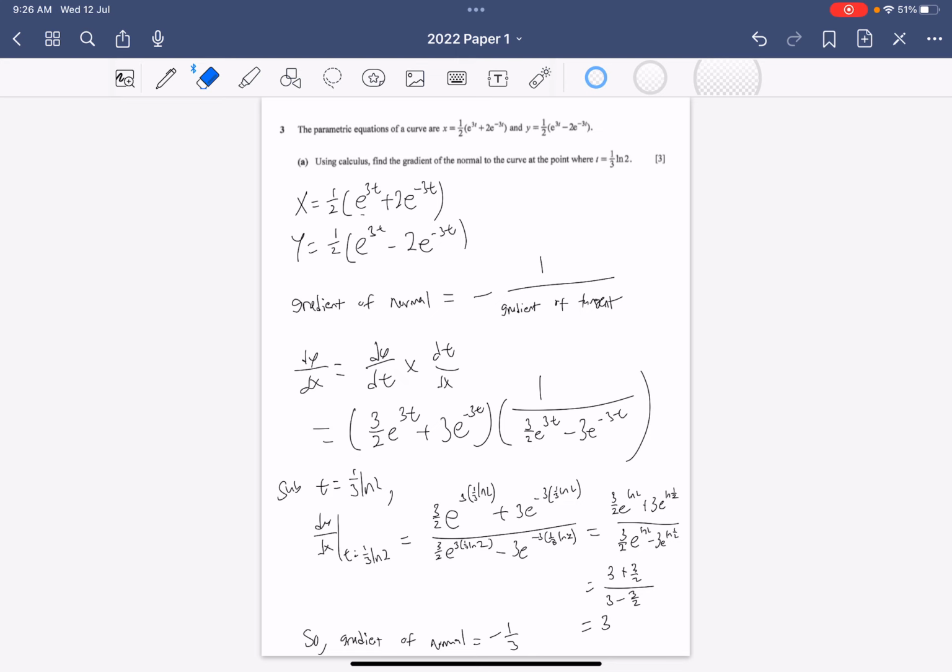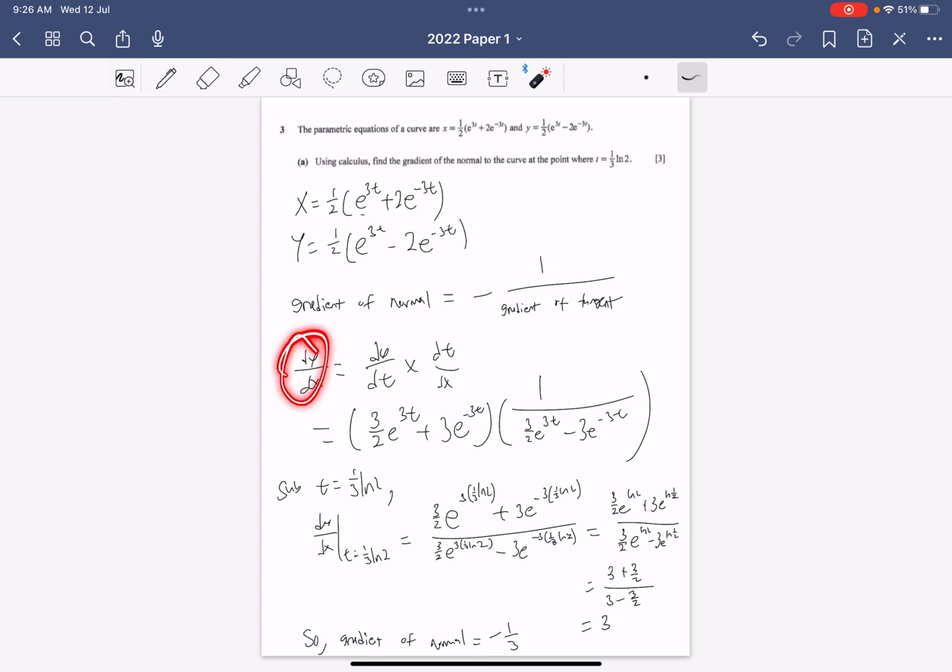So we'll move on to question 3. And question 3 is testing you whether you know how to differentiate parametric equations and combining it back to form the derivative dy/dx. So again, like I always say, just write out what you know, which is these two given. And they say find the gradient of the normal. So you know that the gradient of the normal is minus 1 over gradient of tangent. And we know that the gradient of tangent can be found using dy/dx. So we need to find dy/dx.